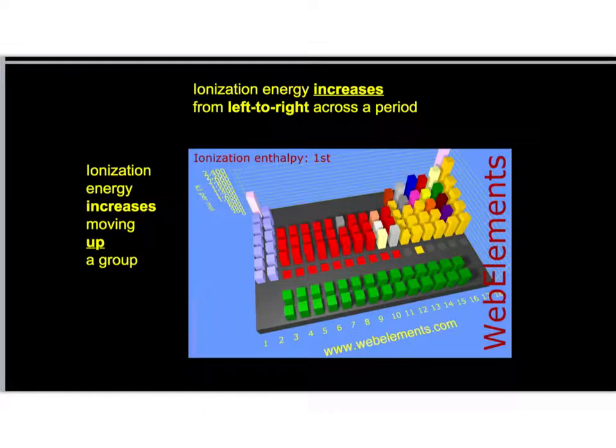So ionization energy increases from left to right, and as you move up the group, it also increases. Notice that our noble gases have really high ionization energies because they don't want to give up those electrons.